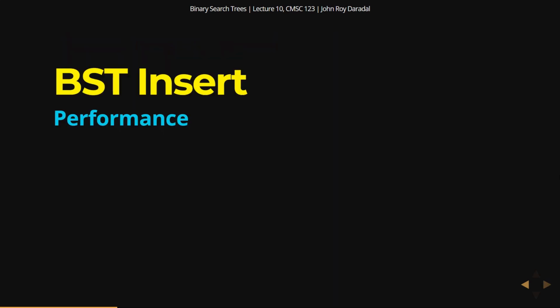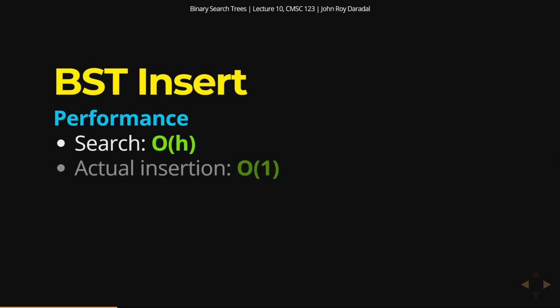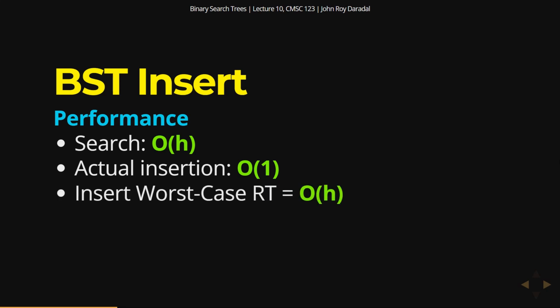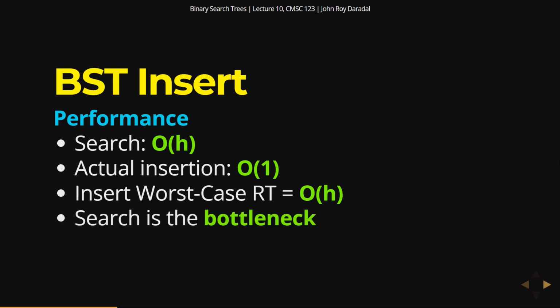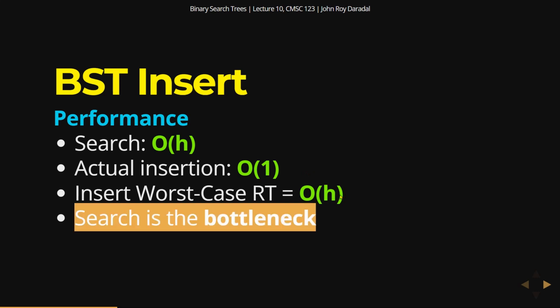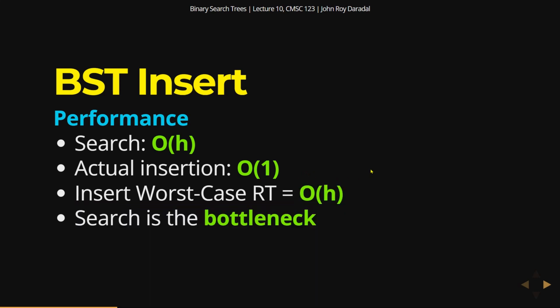Now how about the performance? First we needed to do search, and as we mentioned earlier, search runs in O of H, which is proportional to the height. The actual insertion itself takes constant time because you'll just add a new node and connect it to the parent. So the insert worst case running time is O of H because the search is the bottleneck. You're doing search beforehand, so you have the overhead of O of H. So the bottleneck of your insert is the actual search. So insert also runs in O of H because of the search.